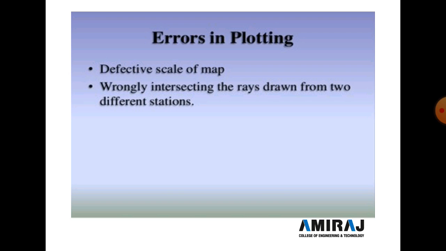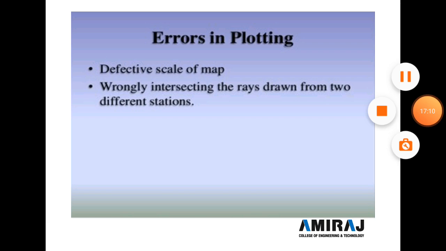Now, wrong intersection of the rays drawn from the two different stations. Wrong intersecting means the two rays do not intersect perfectly at the point. So it is an error in plotting. So here we complete our first chapter. Thank you.